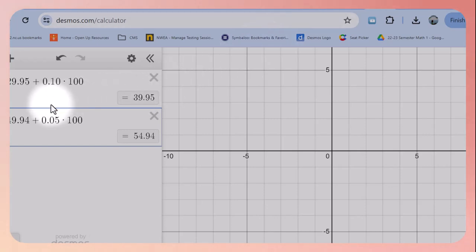All right, so you can see I've put these two functions or equations into Desmos. The first one we started at $29.95, 10 cents per text message. So with that, when I replace that T with 100, that would cost me $39.95 for the first plan, plan A. For plan B, it's going to cost me $49.94 per month, 5 cents per text message. So that would be $54.94.